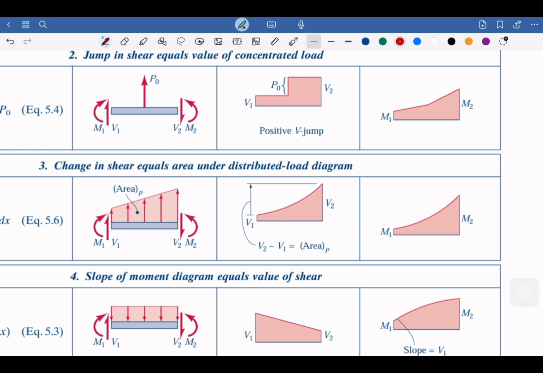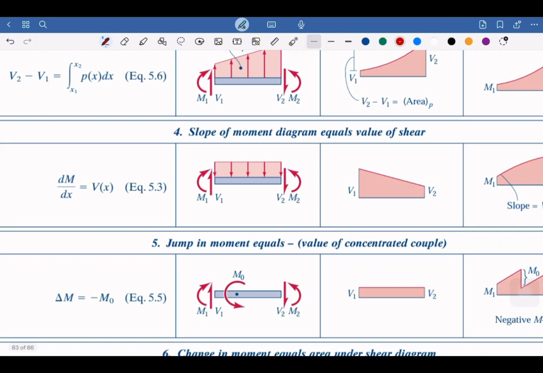And similarly, we have the slope of the moment, which is equal to the value of shear. This means that the derivative of the moment is V, which I think is true for most cases. If we have this uniform distribution, a rectangular shape, then we have V1, and as we can also prove from the previous case, it will be a linear equation going down through here to V2.